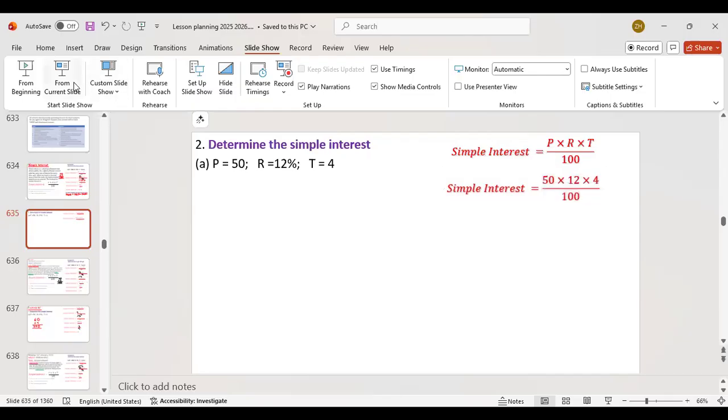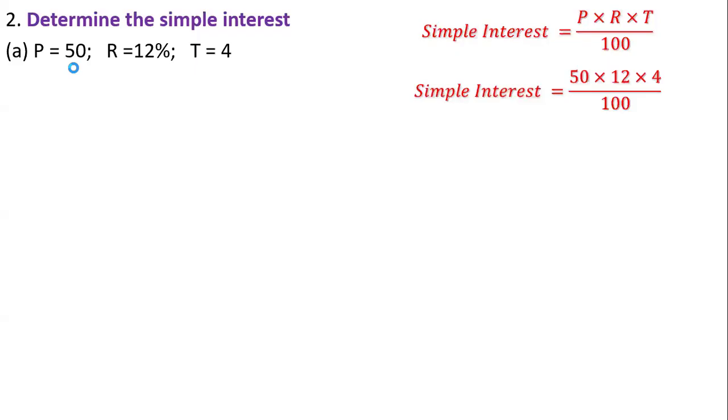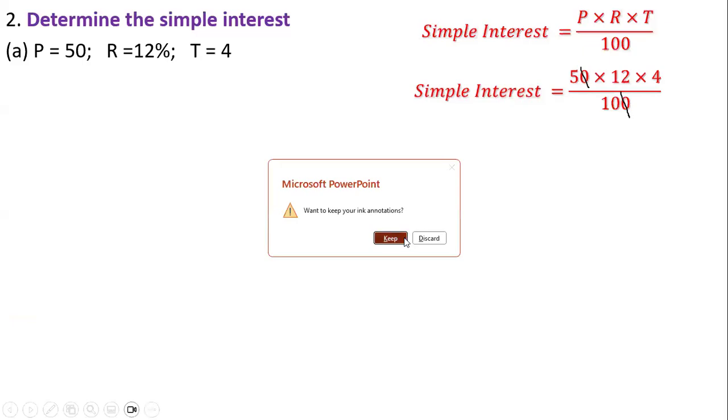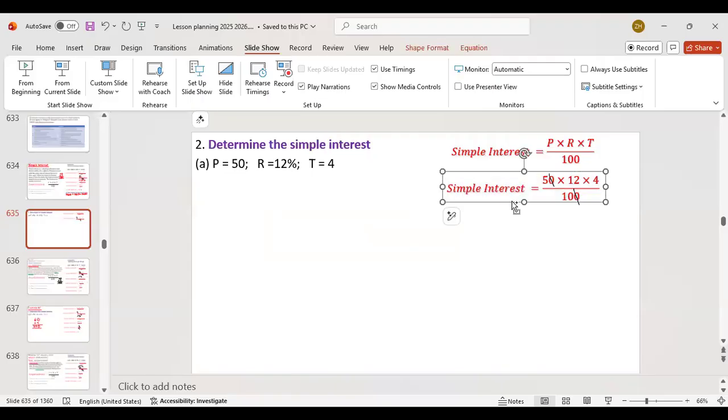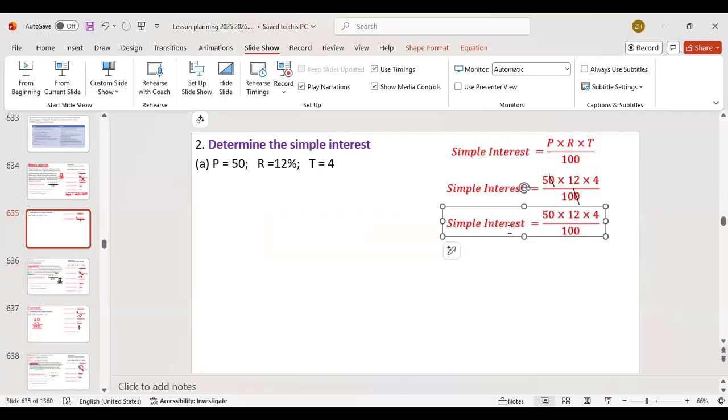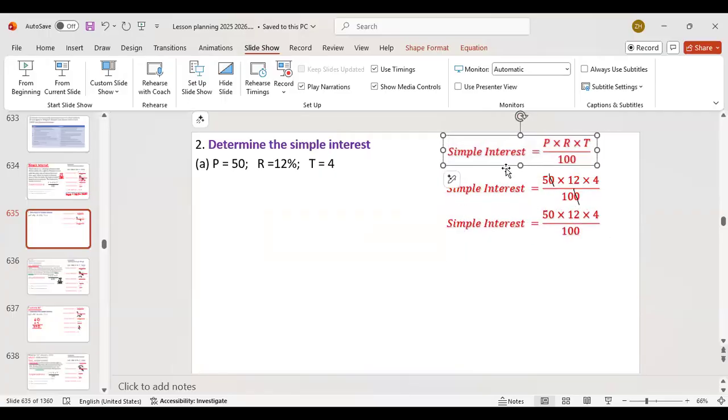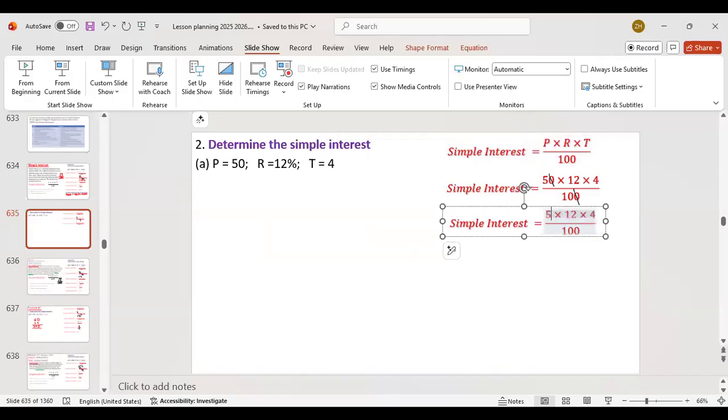Okay, good. So can we cancel out anything? The zeros. We only cancel out one of them, so we cancel out these two zeros. Remove this 0, remove that 0, and so we have 5 times 12 times 4.